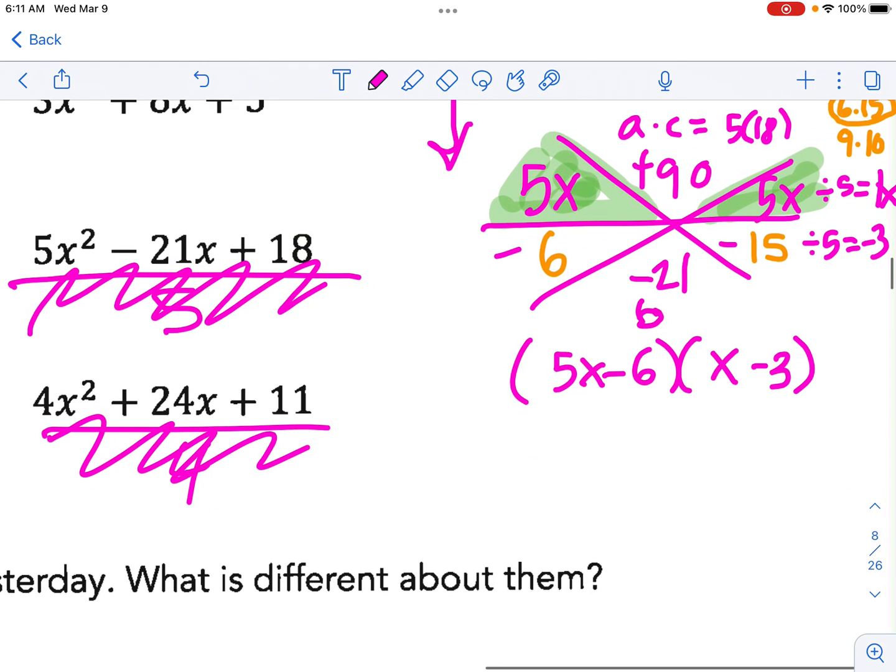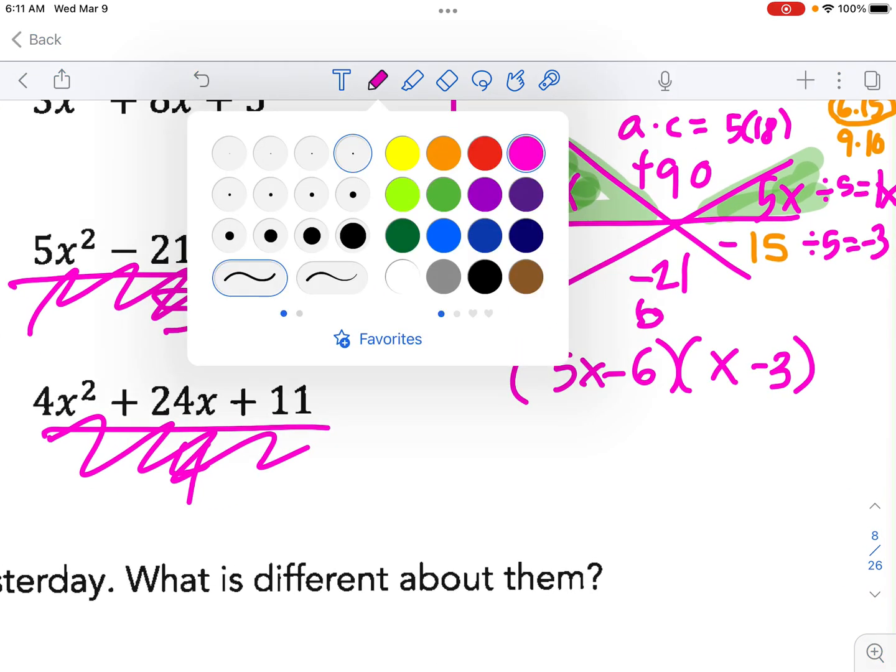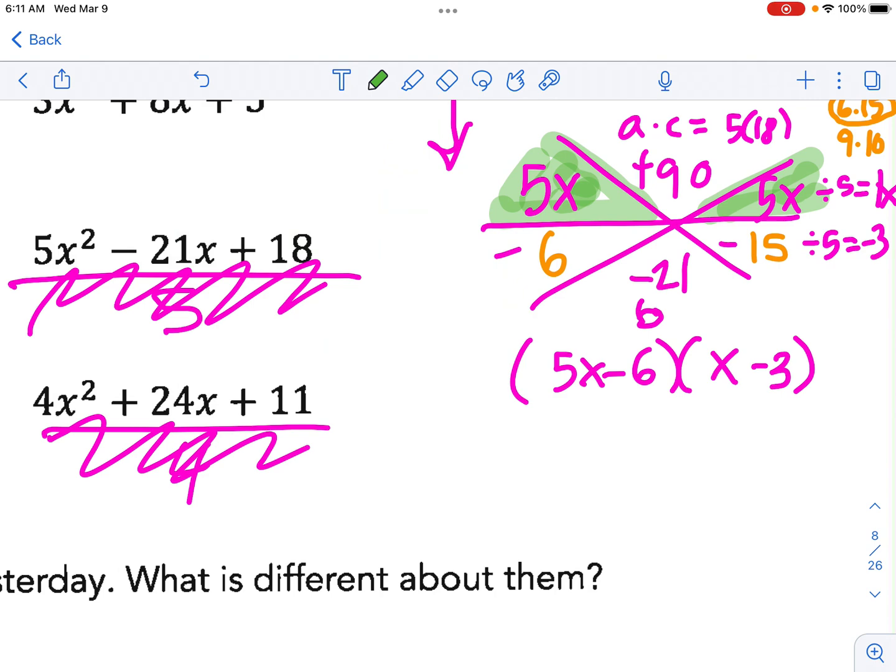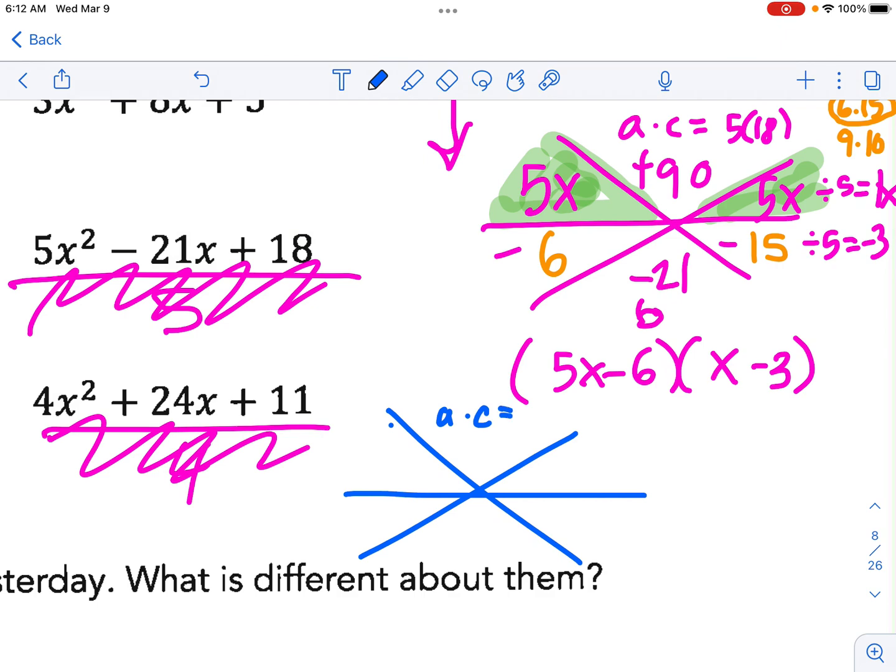Okay, let's try this last one here. So I want to stay away from green. Let's go blue. So setting up this star, A times C. In fact, why don't you try to pause the video and do this on your own and check the work. So I'll give you a chance to do that.